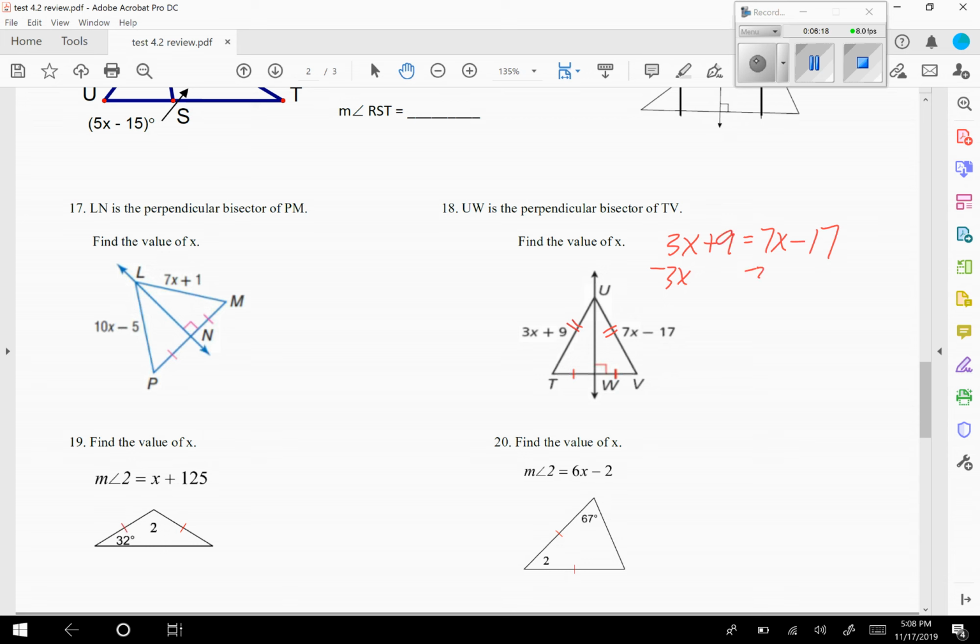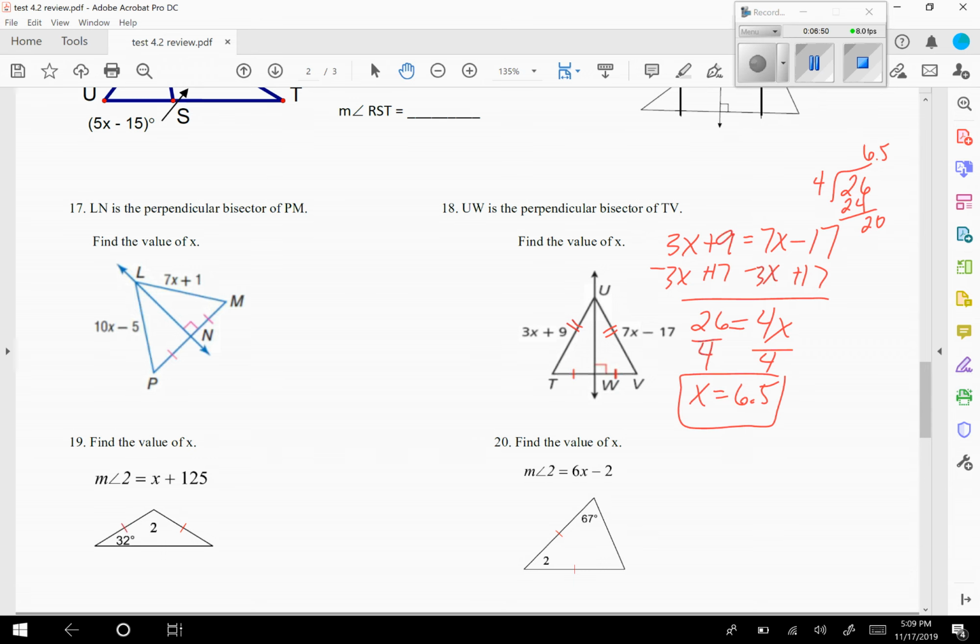So take away 3x from both sides, and I'm going to add 17 at the same time here. So 7x minus 3x, that's 4x. Okay, and 17 plus 9 is going to be 26. All right, so then just divide by 4. Okay, and so then x is going to be 6.5. And that's all we got to do.